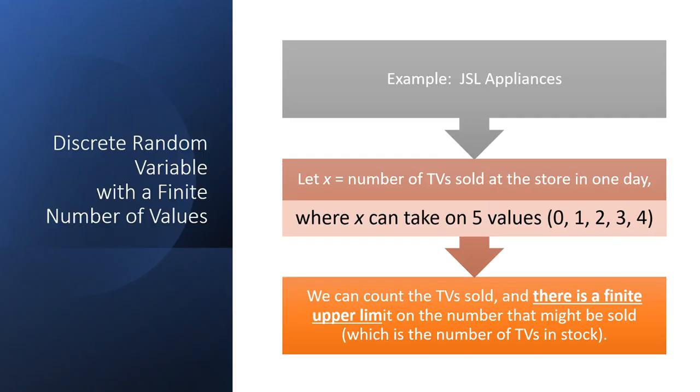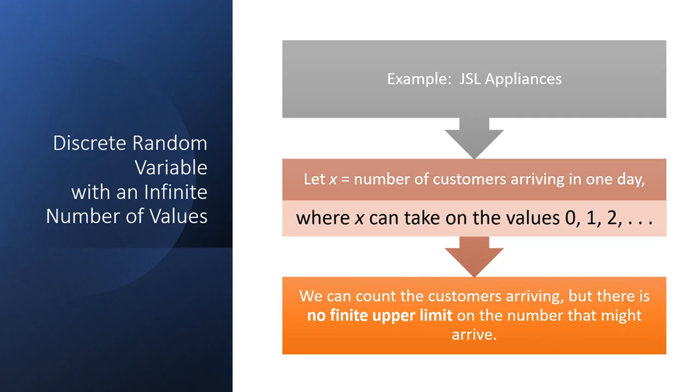So here we have an example of a discrete random variable with a finite number of values. We're at JSL Appliances, and X is going to equal the number of TVs sold at the store in one day. Here, X can only take on 5 values, 0, 1, 2, 3, or 4, because the number of televisions that are sold is limited by what they have in stock. So we can count the number of TVs sold, which makes it a discrete variable, and there's a finite upper limit on the number of TVs that can be sold.